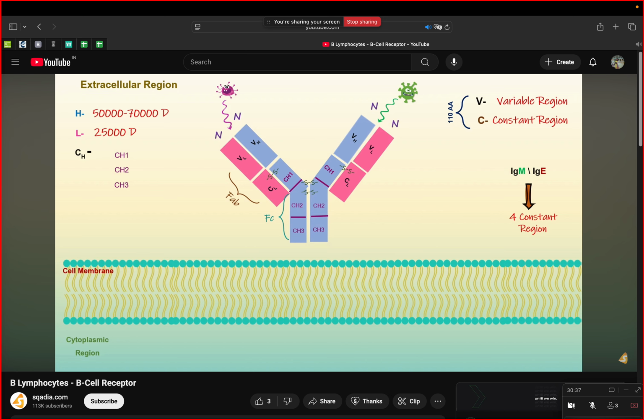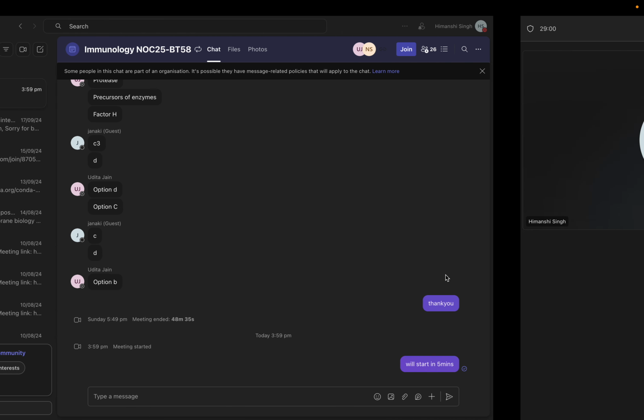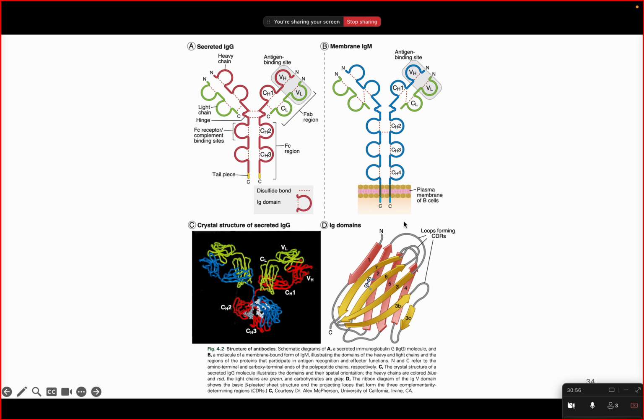This is the N-terminal. This is the C-terminal. Now, the C-terminal of the B cell receptor has a spacer region having 26 amino acids. Then, this is the transmembrane portion. Correct. So you can always go back to these things as it is part of the presentation itself.